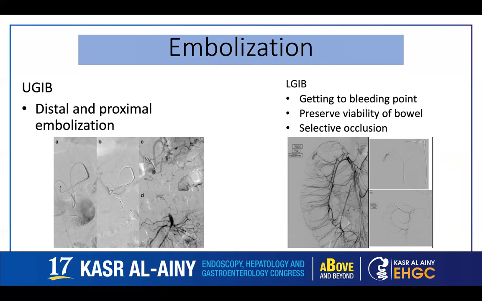So in a patient with upper GI bleeding with very good collateral supply, we can go for distal and proximal embolization. We can use different types of embolizations. While in a patient with low GI bleeding, we have to go very selective and perform very selective occlusion with only some type of embolizing material, which we'll discuss next. And we have to go very distal, getting to the bleeding point to preserve the viability of the bowel, as we said before, that they are not very rich in collateral supply.